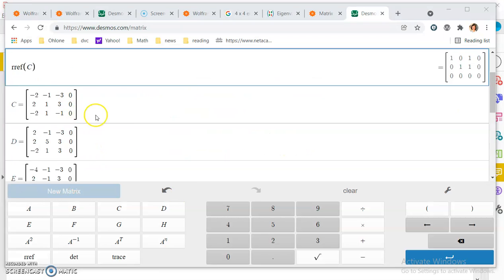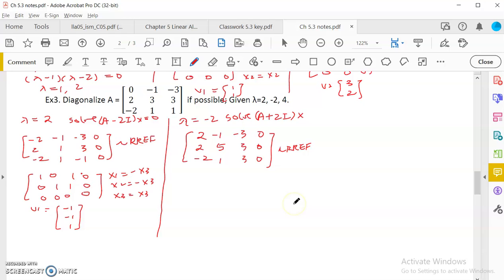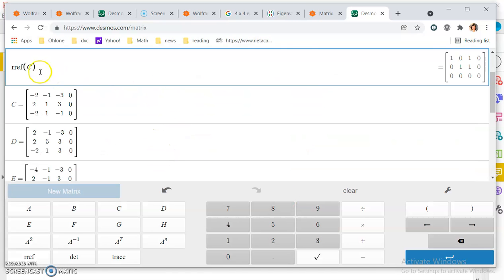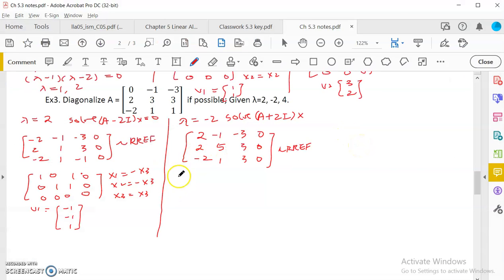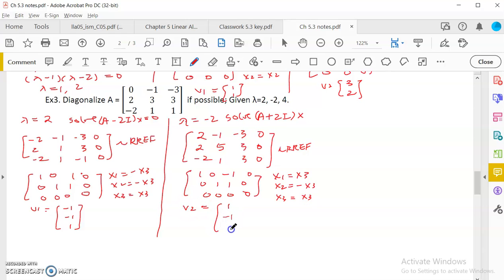I input into D: 2, negative 1, negative 3, 2, 5, 3, negative 2, 1, 3. And when I do RREF of D, it becomes 1, 0, negative 1, 0, 1, 1. So very similar to what we have: 1, 0, negative 1, 0, 0, 1, 1, 0, 0, 0, 0, 0. x1 equal to x3, x2 equal to negative x3, x3 equal to x3. So v2 would equal 1, negative 1, 1. Okay, so far so good.